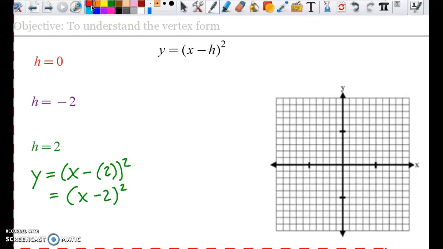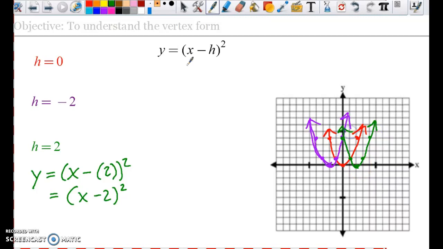Now you can see that my first parabola was right at the center. My second parabola, when h was -2, was moved 2 to the left. So I moved 1, 2 to the left. So what do you suppose is going to happen when h is positive 2? When h is -2, it moved to the left. When h is positive 2, it's going to move to the right. And I'm not going to spend the time this time to plug in the numbers. You can trust me that that's what's going to happen.